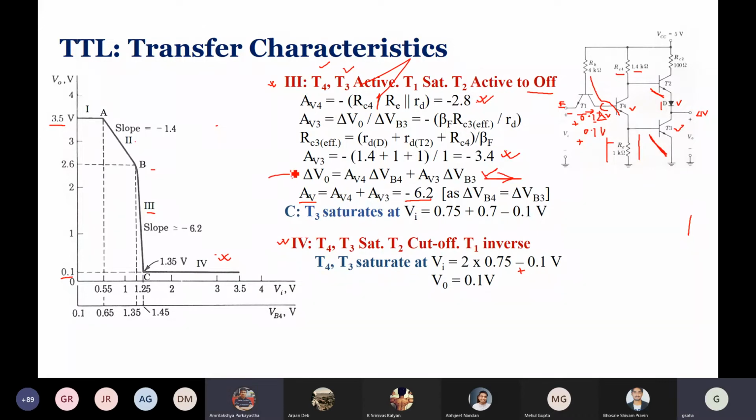Sir, when we are talking about the gain of transistor T4, should it not be like it is acting as an emitter follower, right? This one is acting as emitter follower. Here, the change in VB4, and this is what you are saying? Yeah. Okay, maybe I'll have a look at it later on. Yeah, please look at it.